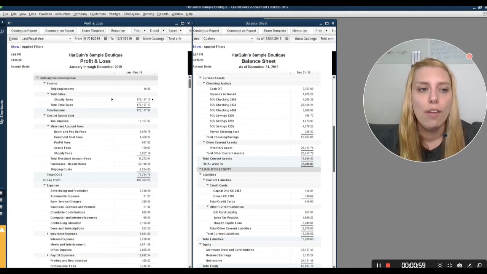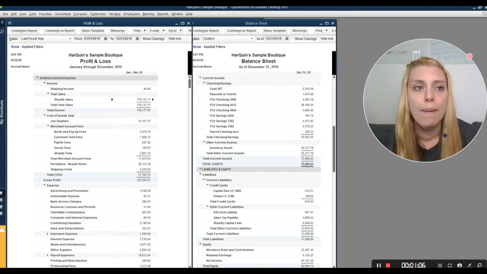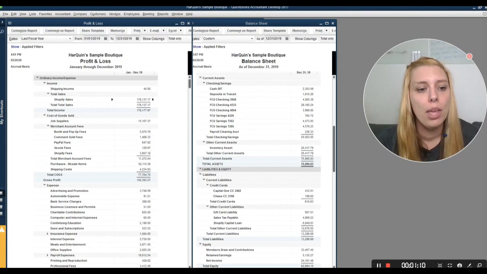So on the left, we have a profit and loss statement. On the right, we have a balance sheet. Yes, I'm using the desktop version of QuickBooks. As an accountant, I prefer it. But like I've always said, they all work the same. They just look a little bit different.